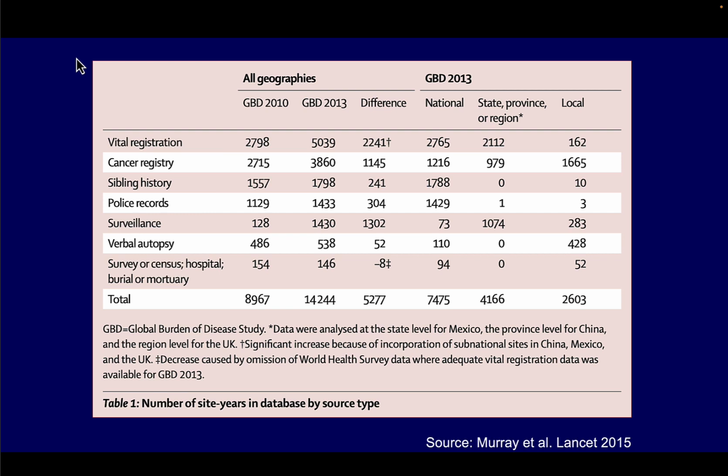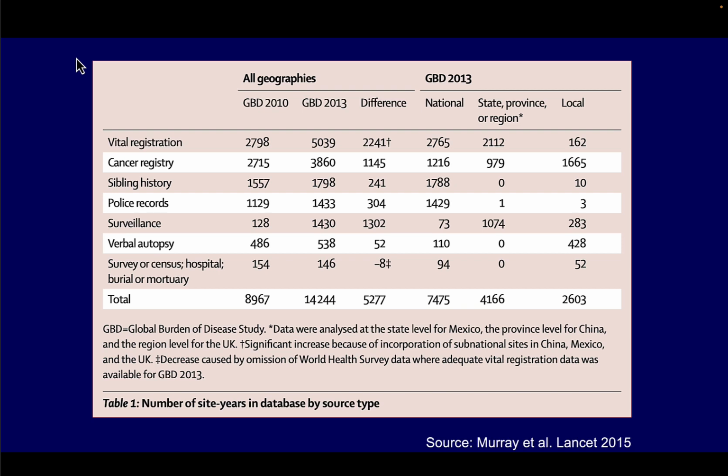From the same paper by Chris Murray and colleagues, they describe information on the number of data sources used to generate their mortality estimates globally. And this table is showing the number of site years in the database by source type. It shows that between 2010 and 2013, there was a substantial increase in the number of data sources going into the global burden of disease estimates.